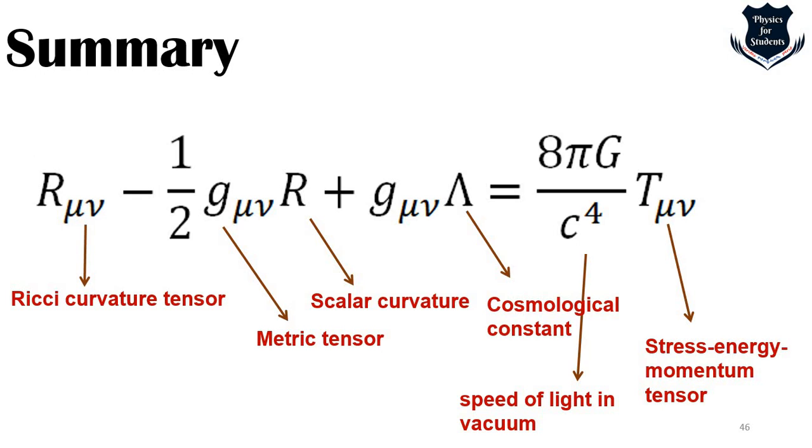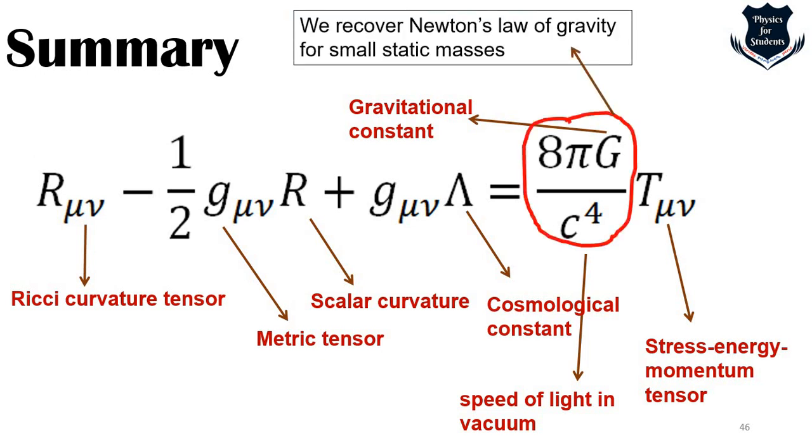We know what these are, more or less, with a little bit of detail. You can check out my lectures on general relativity. We also know this is the good old gravitational constant of Isaac Newton. Now, why does this 8π come into play? It is to recover Newton's law of gravity for small static masses.